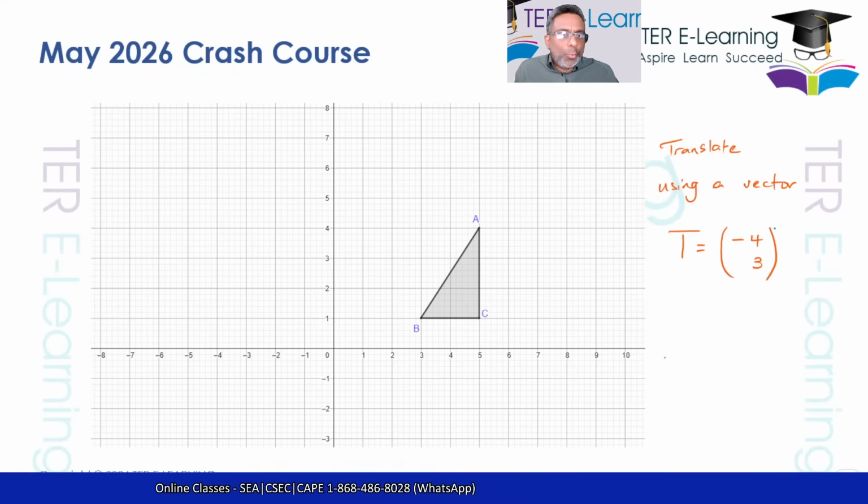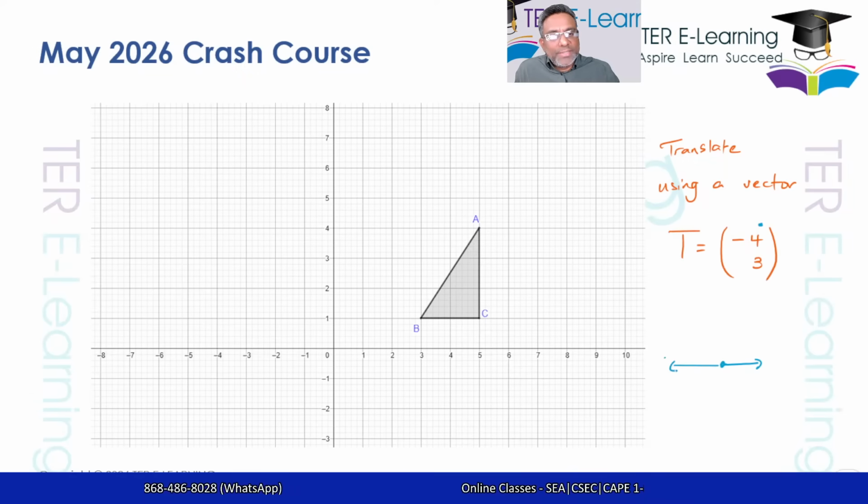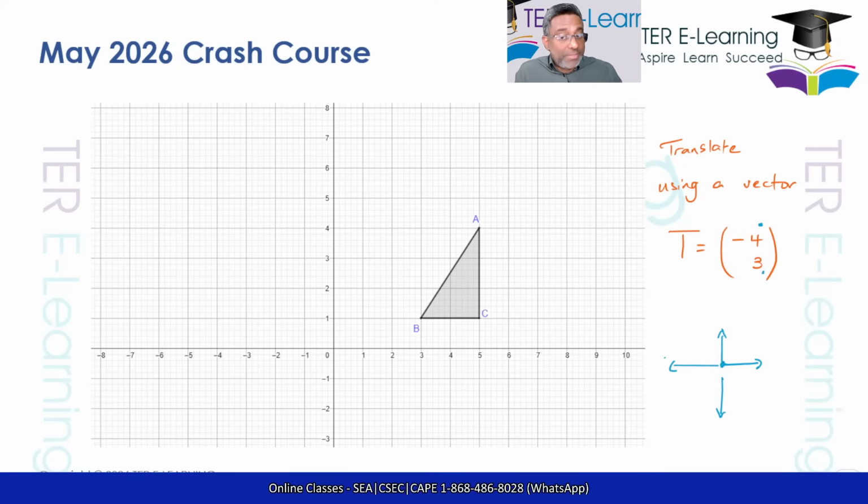Now, when it comes to a translation, we normally move in the horizontal direction first. Whenever we move to the right, the number on top has to be positive. If that number is negative, we move to the left. The number on the bottom tells you whether to move up or down. If it's positive, you move up, and if it's negative, you move down. So whenever you are asked to perform a translation, you need to understand exactly what the numbers mean to begin with.